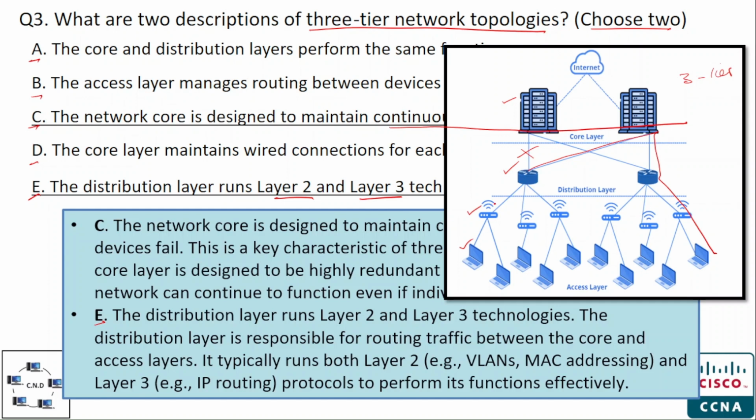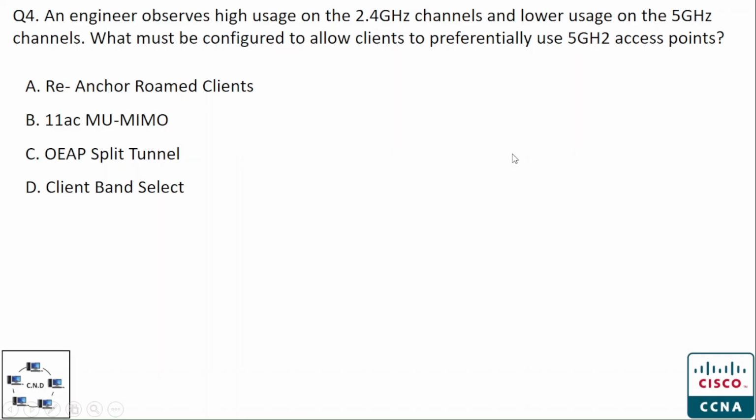And the second is that the distribution layer runs both layer 2 and layer 3 technology. So below this line, you can say that this is layer 2 technology where these devices are connected through VLANs, and this is a trunk port that carries multiple VLANs. And above this, the distribution layer is connected to the core through layer 3. So this way we can say that the distribution layer runs both layer 2 and layer 3 technology.